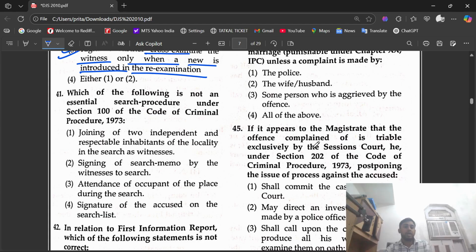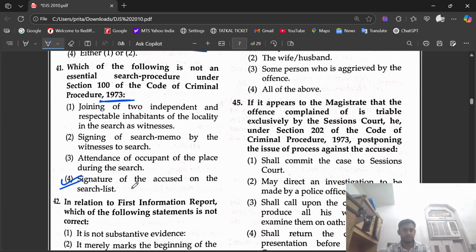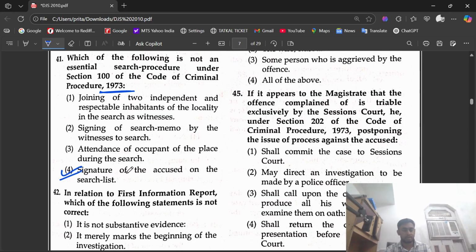Question number 41. Which of the following is not an essential search procedure under Section 100 of the Code of Criminal Procedure 1973? The right option is signature of the accused on the search list. The essentials are joining of two independent and respectable inhabitants of the locality in the search as witnesses, signing of the search memo by the witnesses to the search, and attendance of the occupant of the place during the search. Signature of the accused is not mandatory.